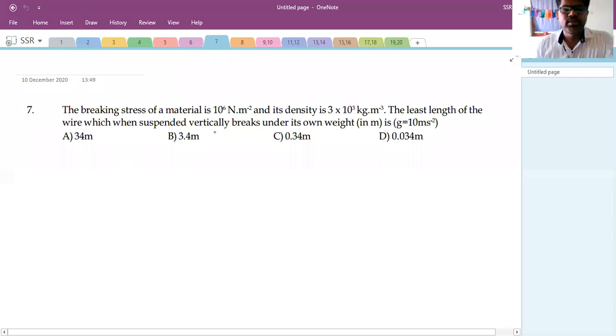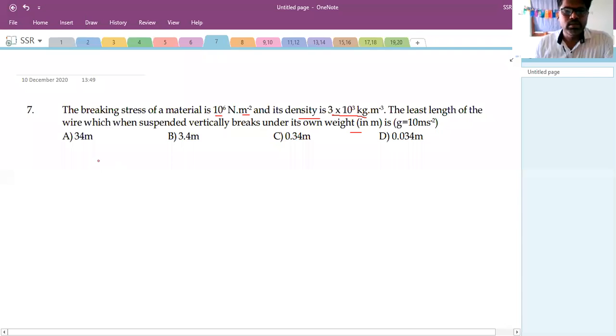The breaking stress of a material is 10 power 6 Newton per meter square and its density is 3 into 10 power 3 kg per meter cube. The least length of the wire in which, when suspended vertically, breaks under its own weight.